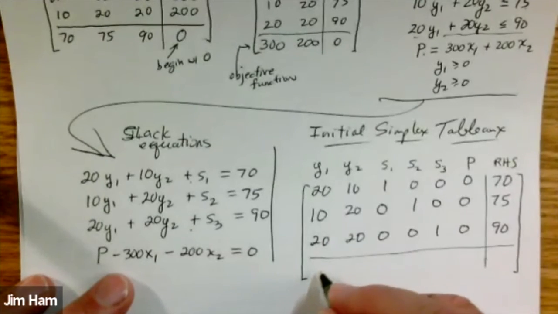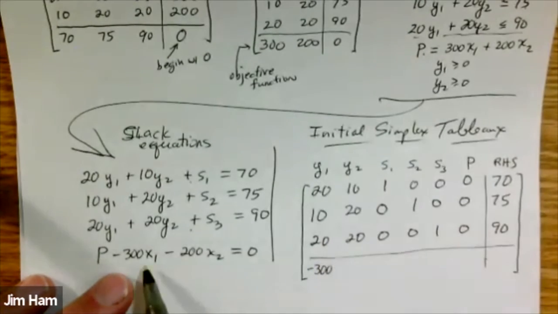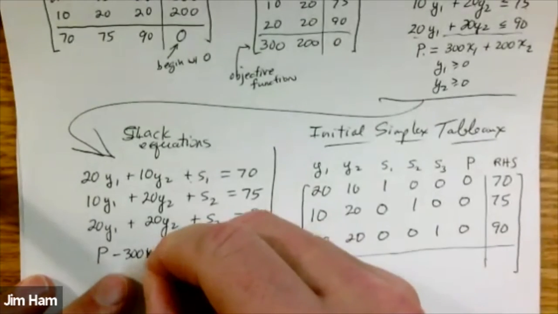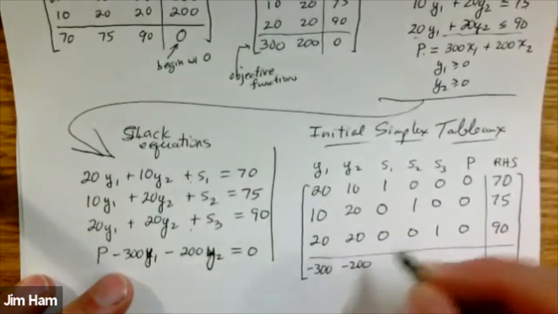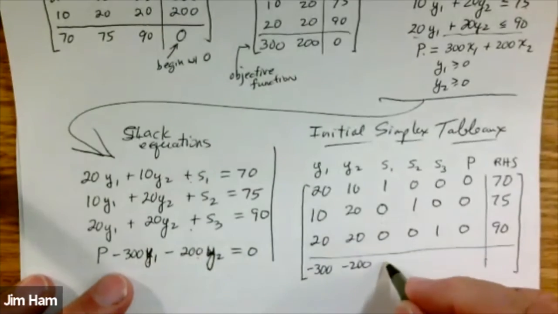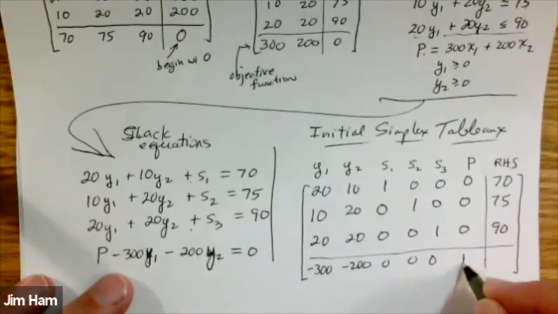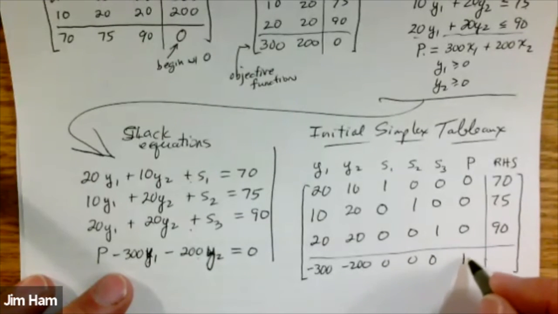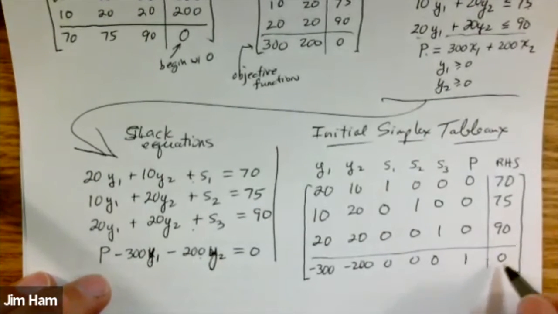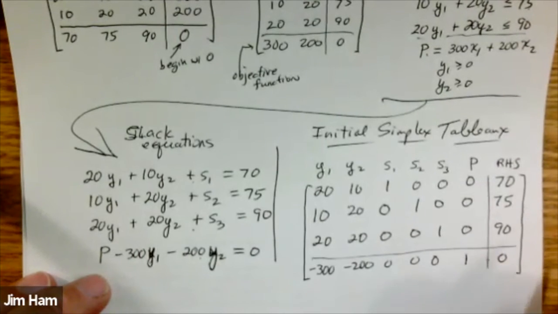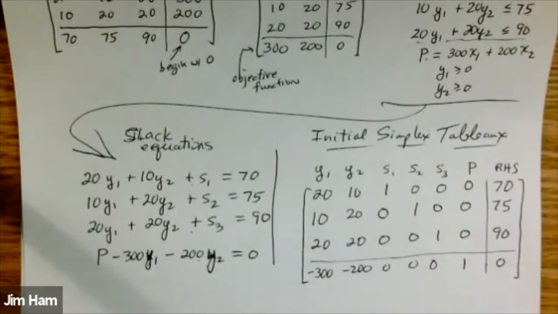And finally, we have negative 300. Oops, these are y's down here. These should be y's. Minus 200. There's no slack variables. Don't forget to put a 1 here. If you don't put a 1 here, you're not even going to have a p in the equation. Everything in here is going to be zeros. And then you're always going to start with a 0 there as well. So there's the initial simplex tableau.